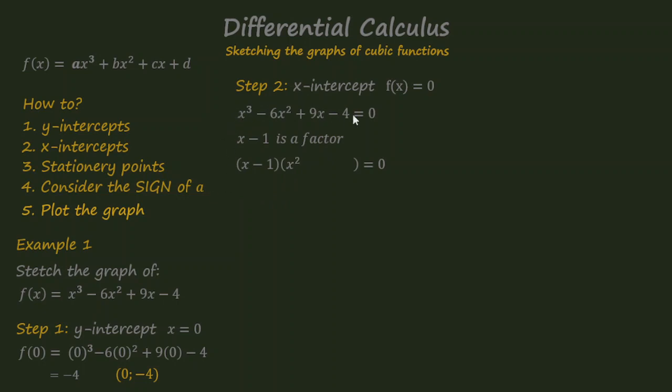Then we focus on the last term. So we are looking at the term that when multiplied by minus 1 will give us minus 4. That will be plus 4. So plus 4 multiplied by minus 1 will give us minus 4.